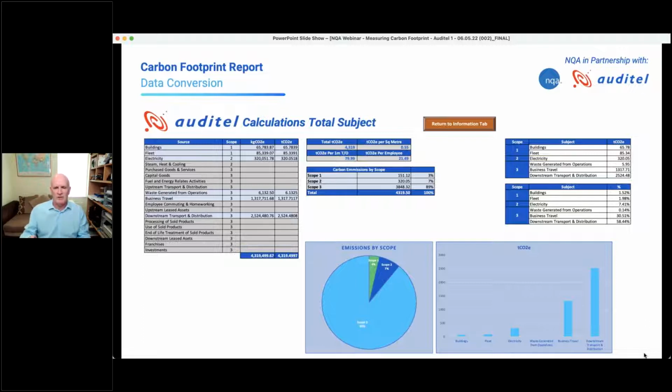And you may find that in the short to medium term, if you are growing, your absolute footprint's going up. However, as long as you can see your intensity metrics are actually reducing, you know you're on the right trajectory.